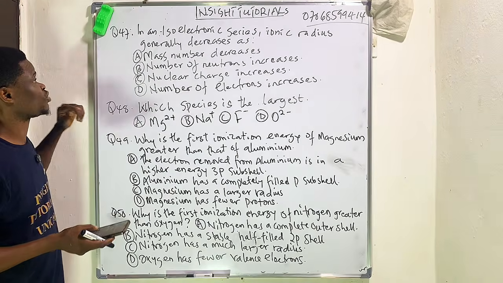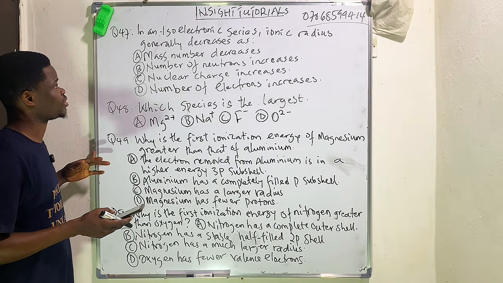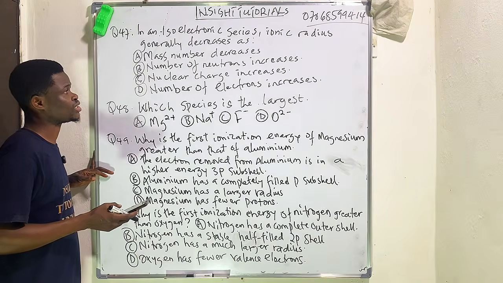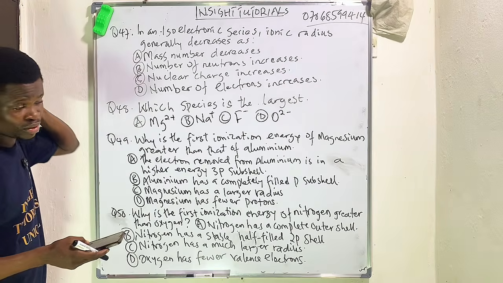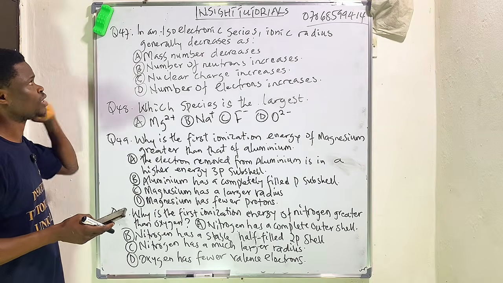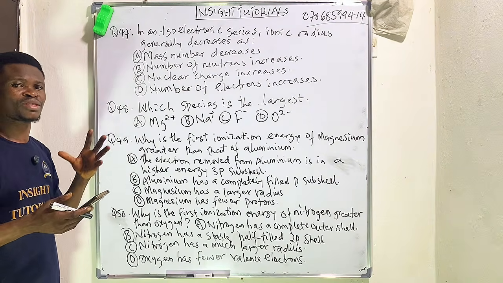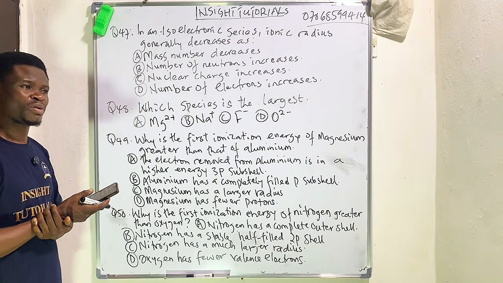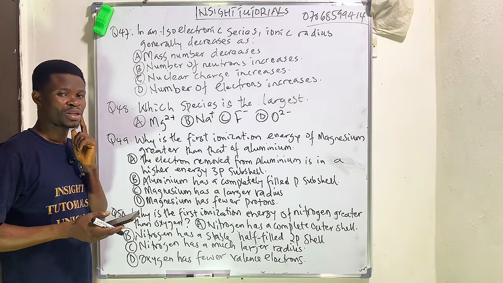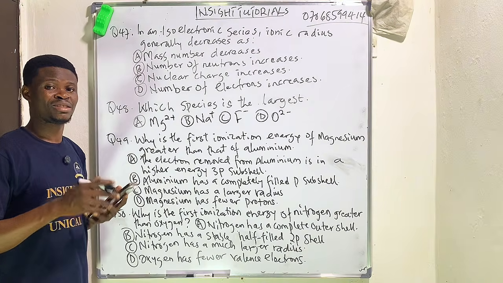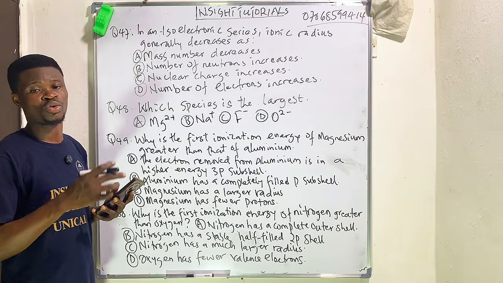All right. In an isoelectronic series, ionic radius generally decreases as A says mass number decreases, B says number of neutrons increases, C says nuclear charge increases, and D says number of electrons increases. Now, one of the things you need to know that is very important is that in an isoelectronic series, note all of them have the same number of electrons. So what will you use to determine the decrease in the ionic radius? What we use in determining that is the number of protons. The number of protons will decide which element is actually going to reduce in ionic size.